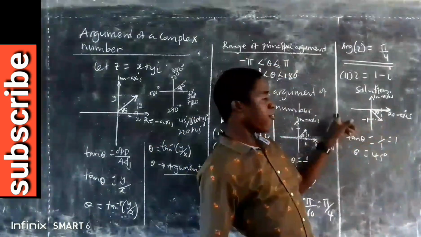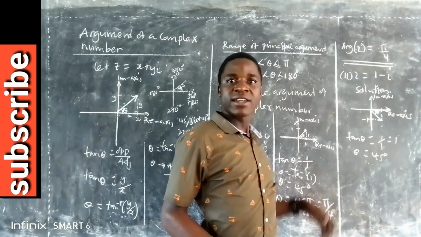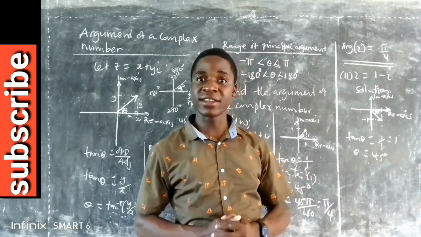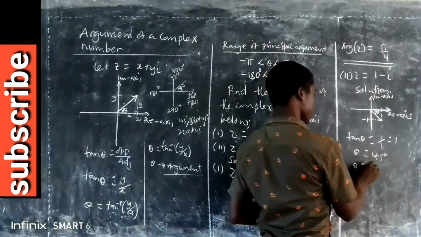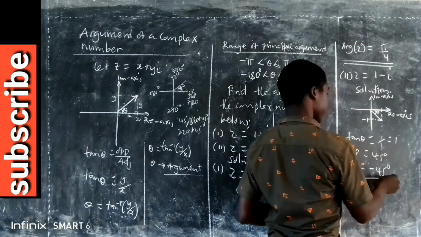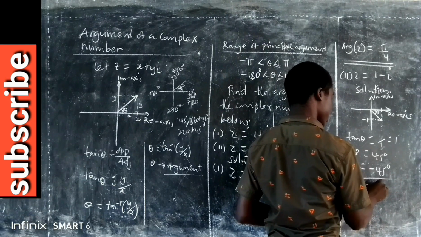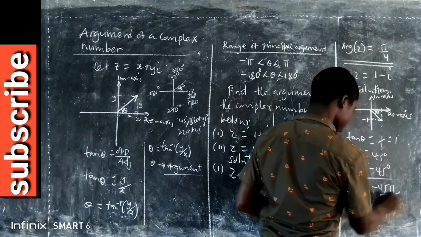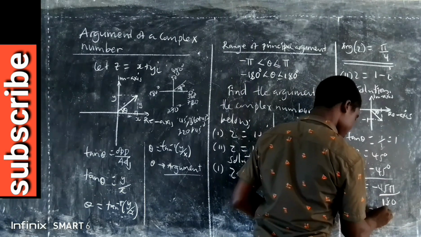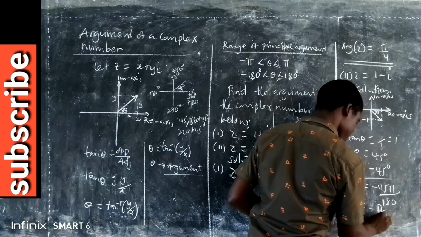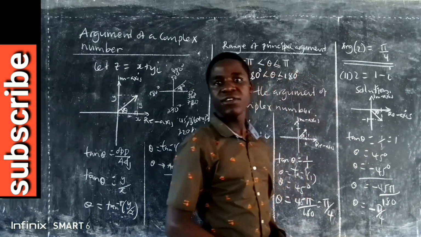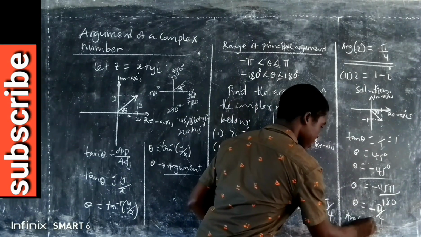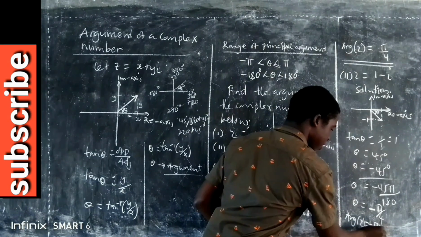But how do you measure this angle in the anti-clockwise way? In the clockwise direction, that angle is supposed to be negative. So we are saying that theta is equal to negative 45 degrees. So here, theta will be equal to negative 45 times pi over 180. So theta is equal to negative pi over 4. So you can also go ahead and say that arg of z is equal to negative pi over 4.